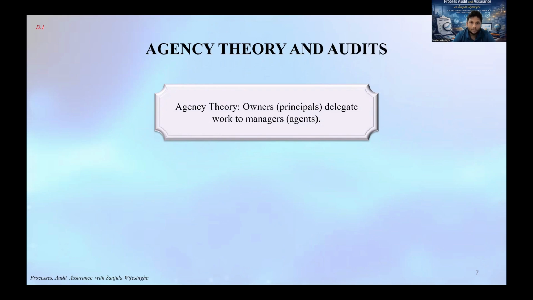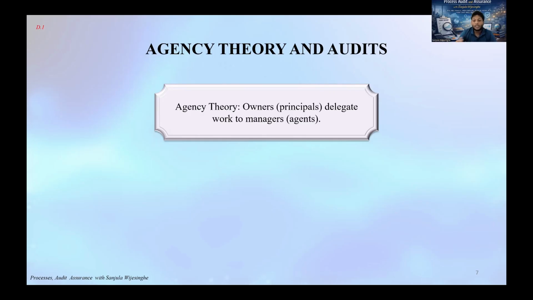Due to agency theory, if it is a private limited company, as I told earlier, and the shareholders and management are the same, there is no agency conflict. But if those people are different, you have to face this agency conflict. Agency conflict means both parties are trying to maximize their personal benefit rather than the common goal.